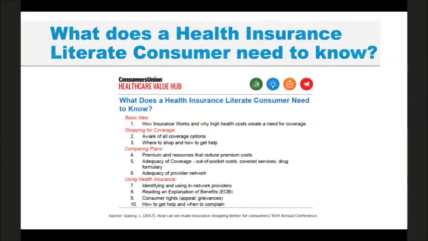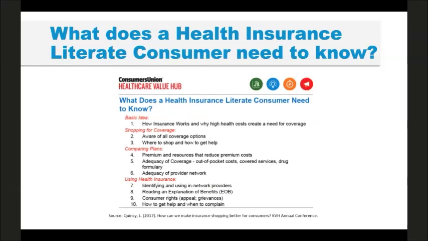We need for them to understand how to compare plans, that they can understand why this plan has a higher premium and a lower deductible, and which plan would work best for them to reduce their out-of-pocket costs, and also to make sure that they have adequate coverage and that they're able to access the provider network that they need to access with the coverage that they purchase.